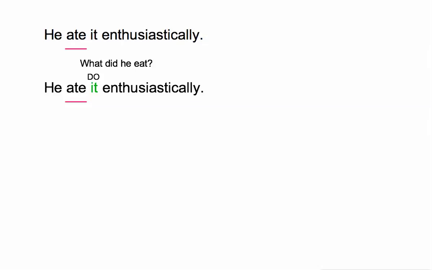In the next example, "He ate it enthusiastically." Here again, we're looking for the action verb, which is ate. And then we ask, what did he eat? He ate it. Therefore, it is our direct object.